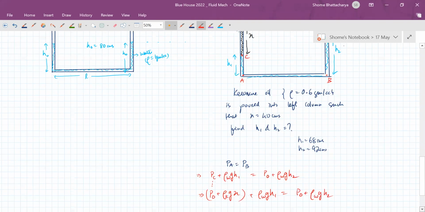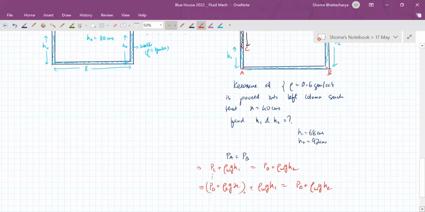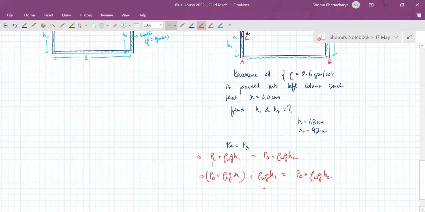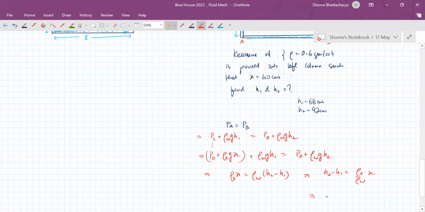So from this equation, you can see that we get a relationship between these: density of kerosene into X is equal to density of water into H2 minus H1. Or the difference in the two levels is going to be relative density of kerosene into X. So now I'll just substitute this numerically. So I have H2 minus H1 should be equal to 0.6 into, what was it now, 40. So 24 centimeters is the difference.